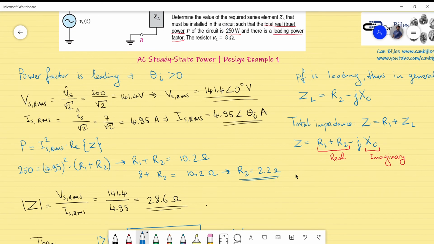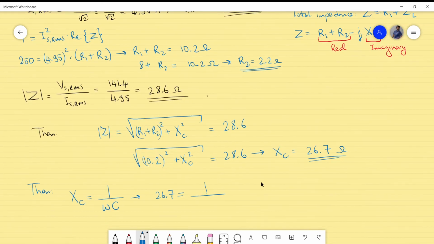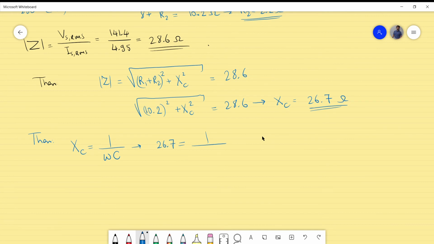Both of them are 1000 pi, otherwise we cannot use a steady state analysis here if you have different frequencies. So this is 1000 pi times C, which is unknown of course, and C can now be calculated, and that will be 11.9 microfarads, almost 12. And that's actually the whole situation for this design example. So we have calculated the resistor R2 and also the required capacitor.